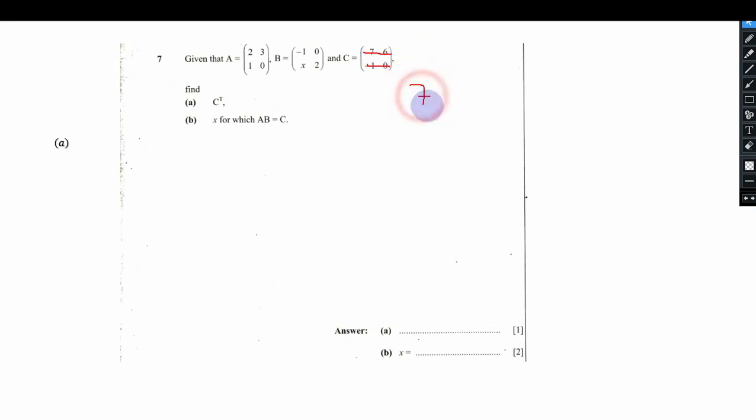So the 7 will be here, the 6 will be down here. It means we have changed this row into a column, and we'll change this other row into another column. Okay, like that, it means we are done. So that is the final answer there.